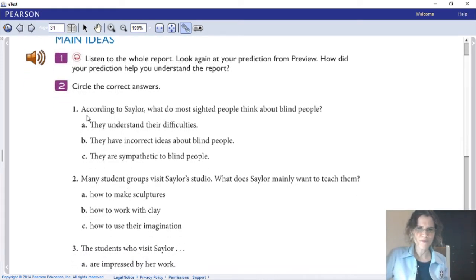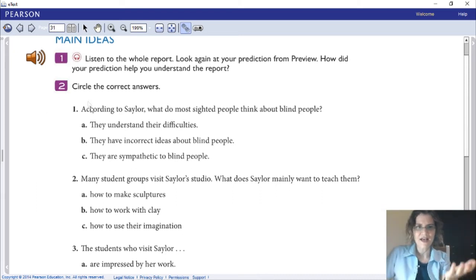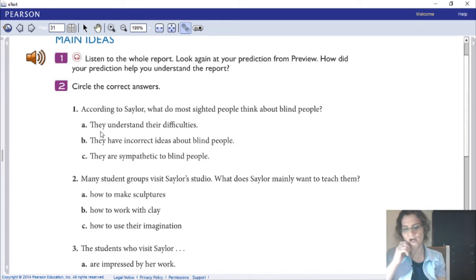Okay, listen to the whole report and look again at your prediction from previewing. How did your prediction help you understand the report? I want you to answer the questions with the correct answers. If you look at numbers 1 to 4, I would like you to underline or circle, annotate the keywords in the questions and in the answer choices. You can pause your video first to do that. Go ahead.